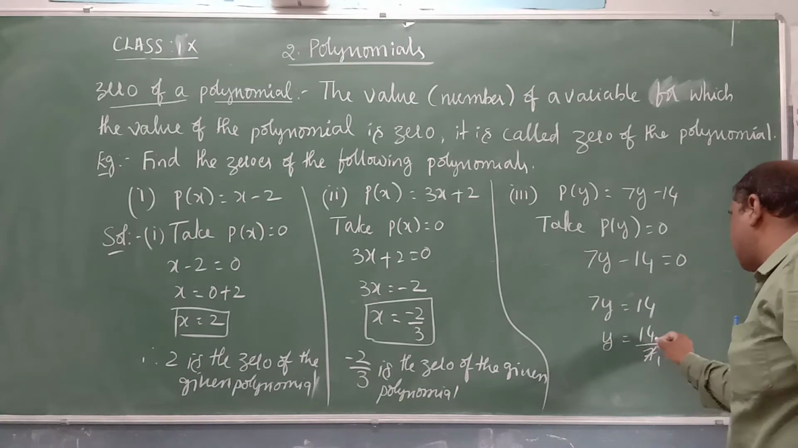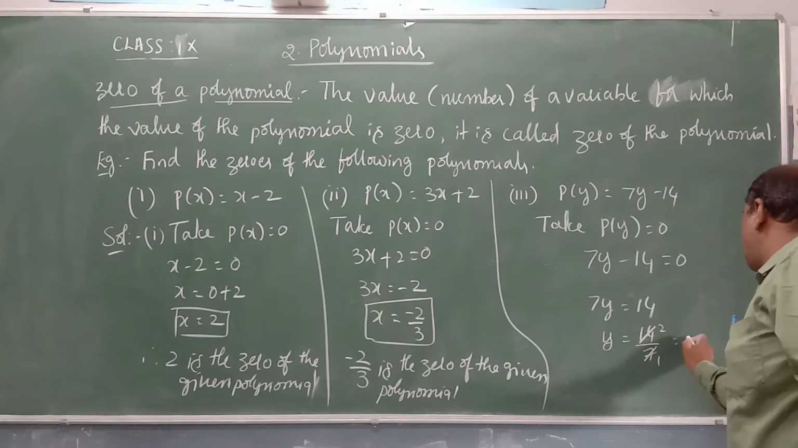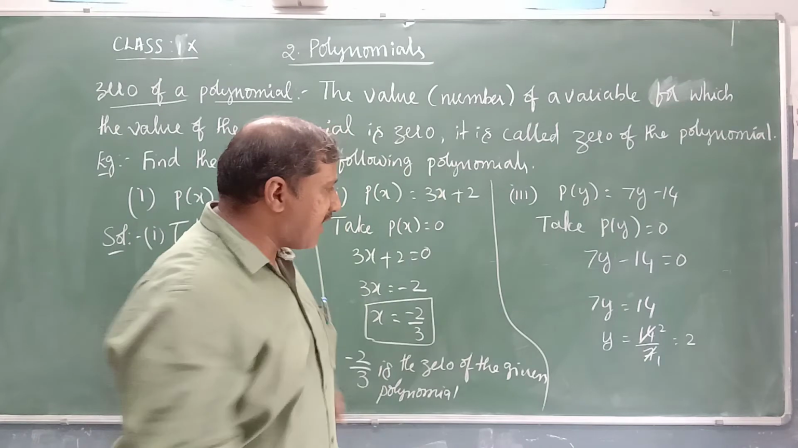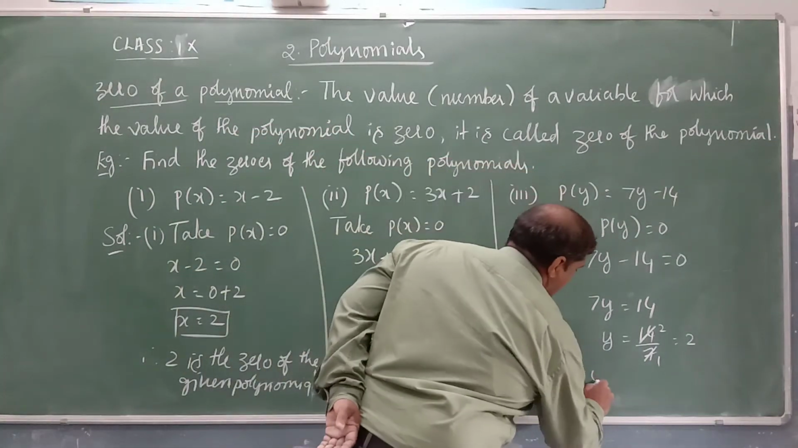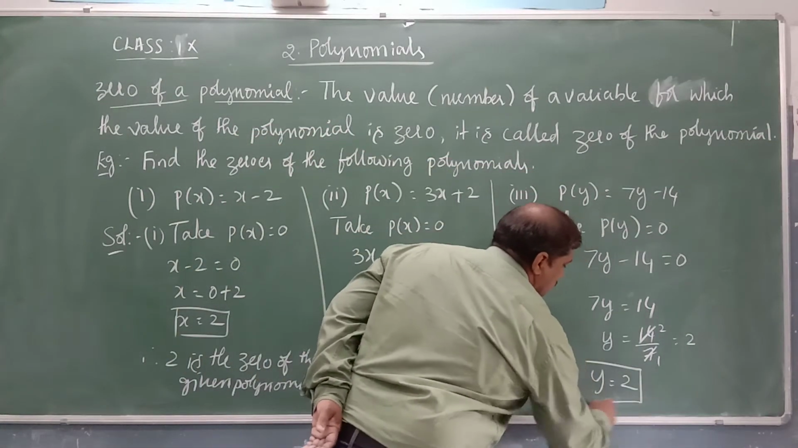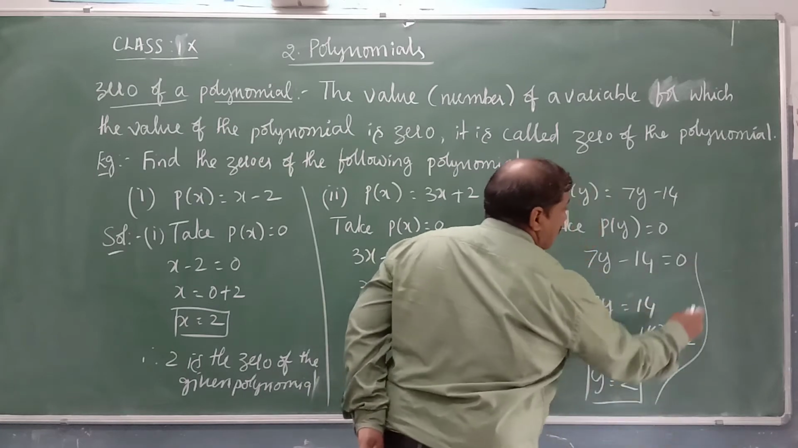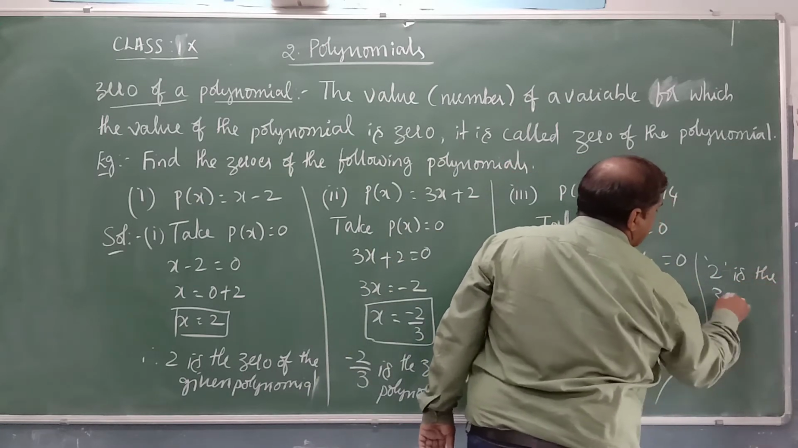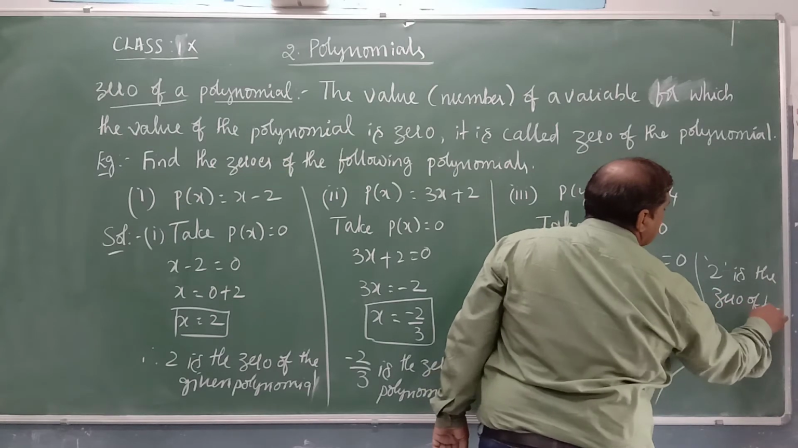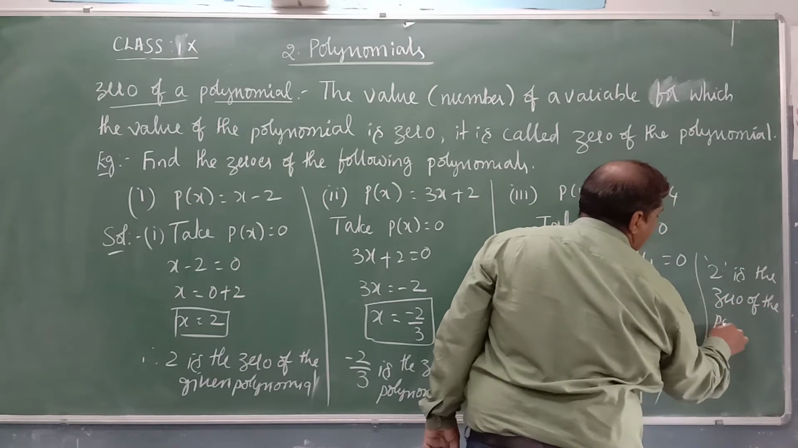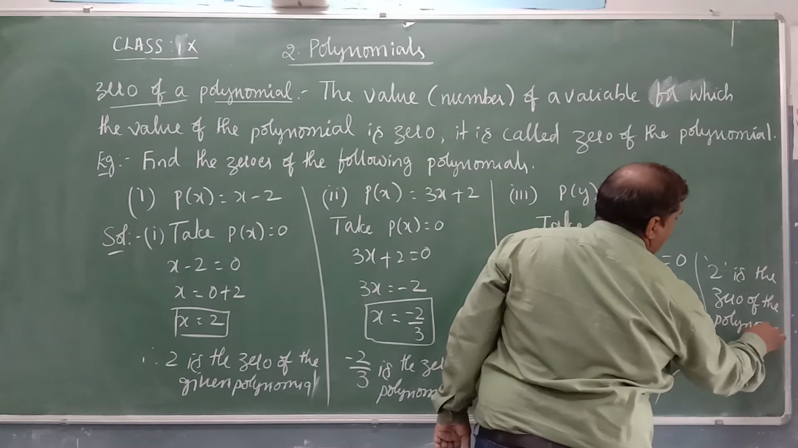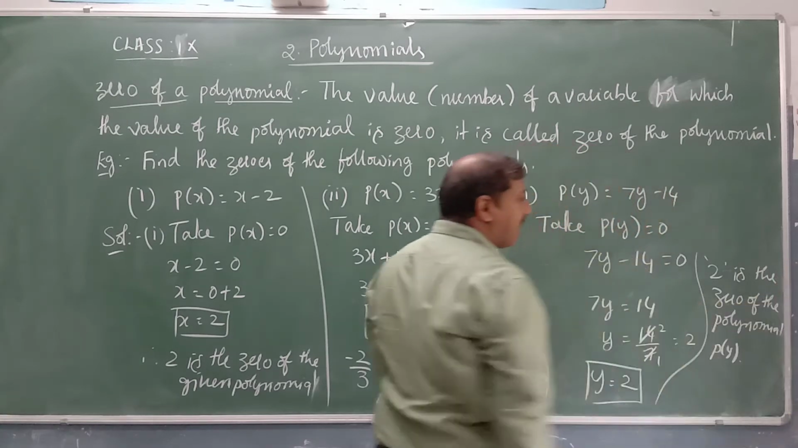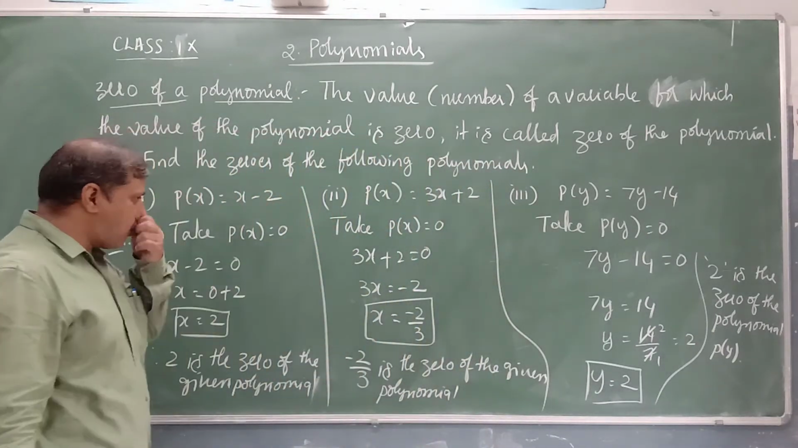On simplification, 7 ones are 7, 7 twos are 14. Now y is equal to what? 2. y is equal to 2. Therefore y is equal to 2. Hence 2 is the zero of the polynomial p of y. Like this we find the zeros of the polynomial.